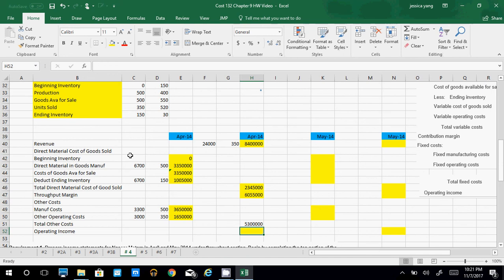For operating income, we would take revenue of 8,400,000. We would take throughput margin of 6,055,000 and subtract our total cost of 5,300,000 to arrive at 755,000 for operating income.